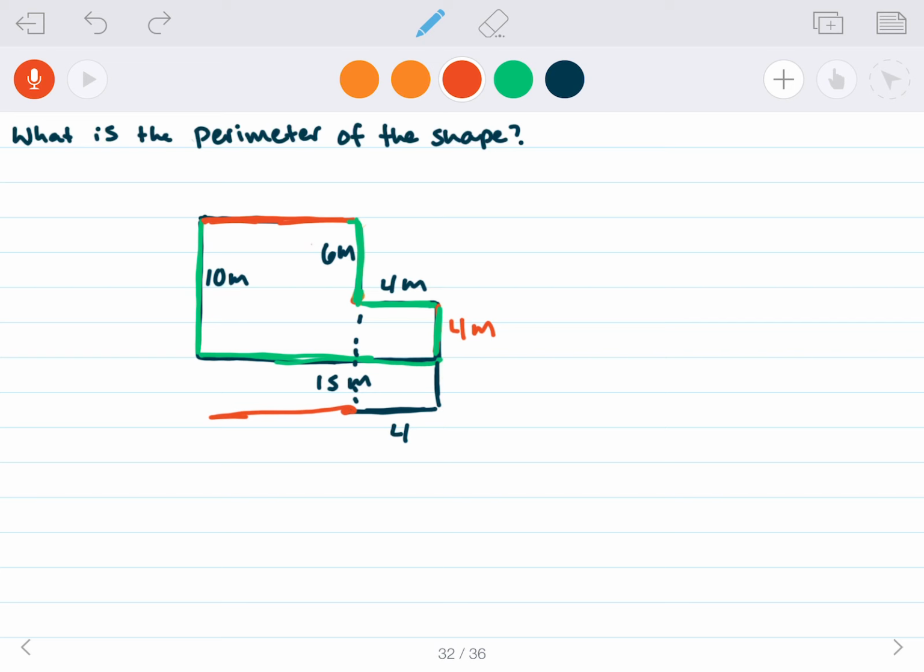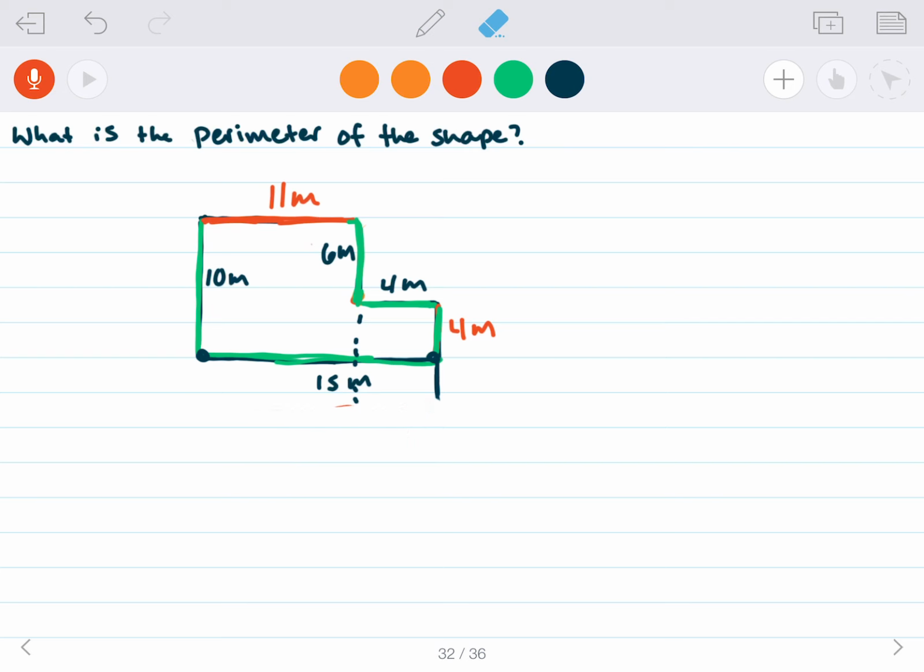And altogether, it has to add up to 15, because that's what we're told up here. From here to here is 15. Now, if this piece is 4, this piece has to be 15 minus 4, which is 11. So that red piece has to be 11 meters. Okay? Now we have everything we need to find the perimeter.